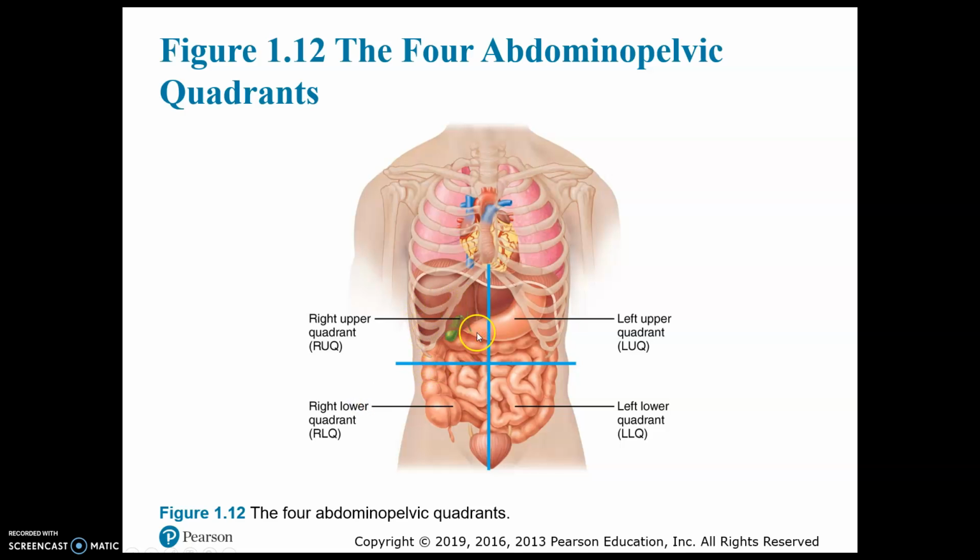All right, so for example, in the right upper quadrant, we can see that the gallbladder is located there. In the left upper quadrant, we're looking at the major portion of the stomach. The right lower quadrant, we can see the appendix. The left lower quadrant, we can see the rectum. So the lower part of the sigmoid colon is what it's called in the rectum. And in both right and left lower quadrants, we can see the urinary bladder.